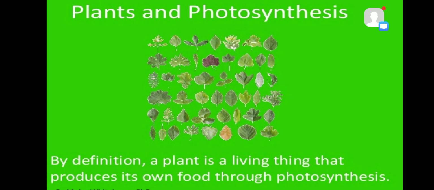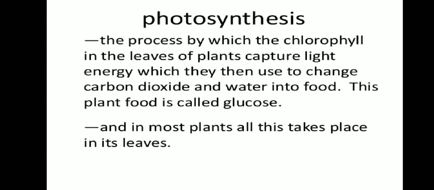In definition, a plant is a living thing that produces its own food through photosynthesis. The plant prepares food in the form of starch. Let me help you to know how this process takes place. It is the process by which the chlorophyll in the leaves of the plants captures light energy, which they then use to change carbon dioxide and water into food. This plant food is called glucose, and in most plants, all this takes place in its leaves.